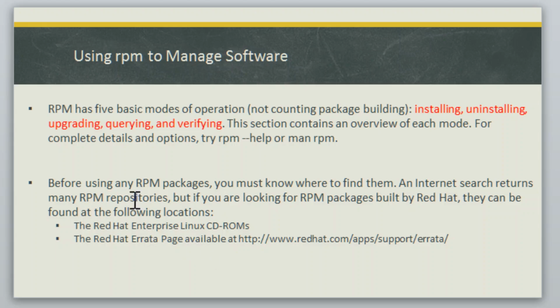So before using any RPM packages, you've got to know where to find them. An internet search will return many RPM repositories, but if you want to see a full list built by Red Hat, they can be found at the following locations. First one's going to be a Red Hat Enterprise Linux CD-ROM, which again is not something that's typically used anymore. So the much better place to look is going to be www.redhat.com/apps/support/errata. Okay, and that's where they're going to have all the repositories and you can find all the different packages you're going to need.